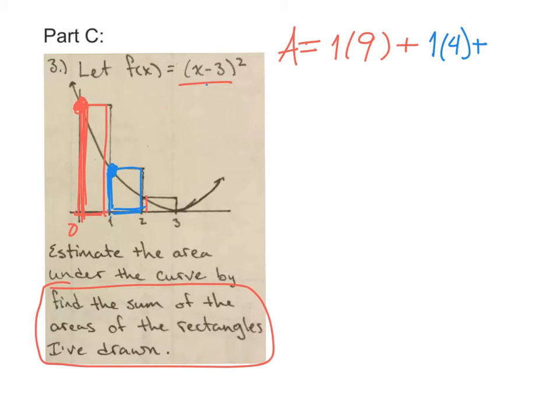And then the last rectangle, this small one. And once again, its base, going from 2 to 3, is also 1. And its height is going to be its functional value at 2. 2 minus 3 is negative 1, squared is 1. So finding that sum, we'll have 9 plus 4 plus 1, which is 14.